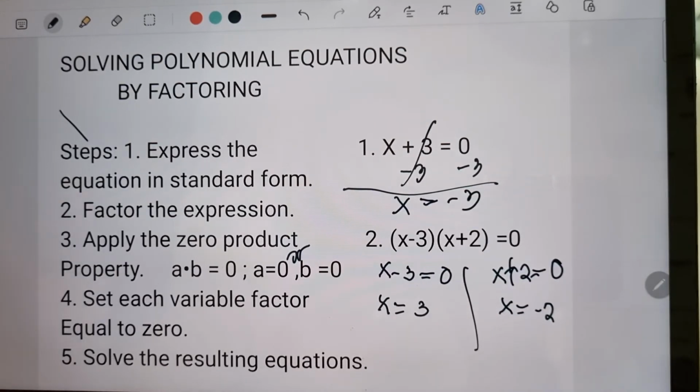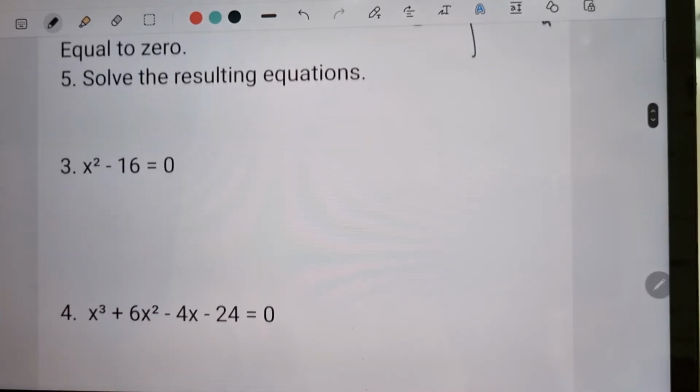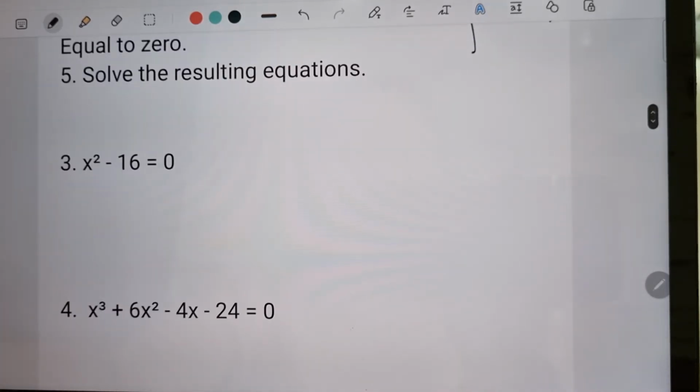So we have two values of x here in quadratic polynomial. X is equal to 3 and x is equal to negative 2. Sorry about that. Okay, let's have number 3. In number 3, this is still again quadratic polynomial.